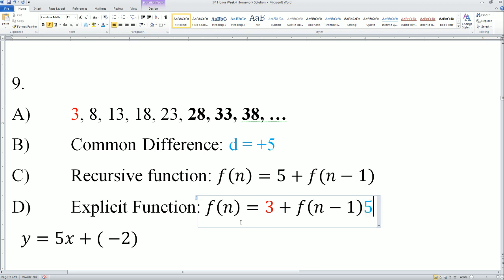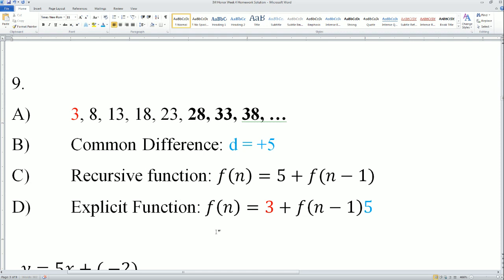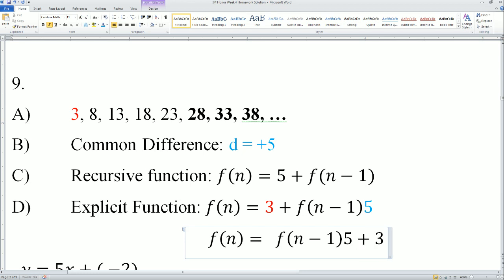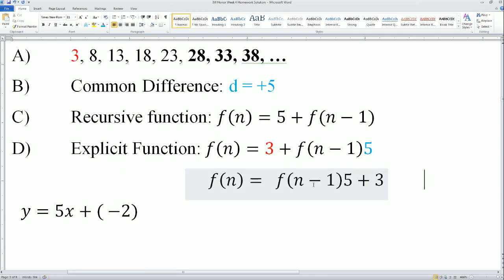Okay. Good. All right. How do I simplify that for the 5 and to get to this? Let me show you. Okay. I'm going to rewrite this in this format. I'm just going to do some commutative property. I'm just going to write it like this: f of n minus 1, 5 plus 3.